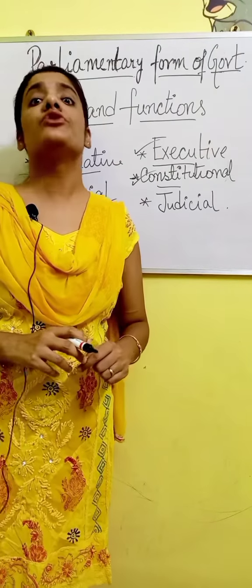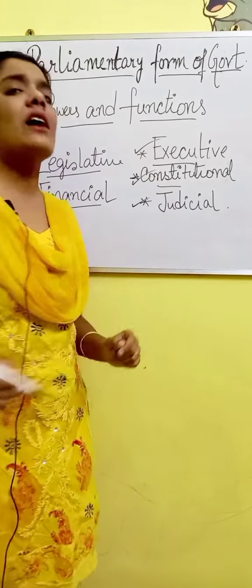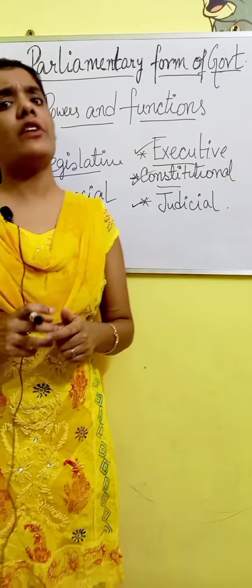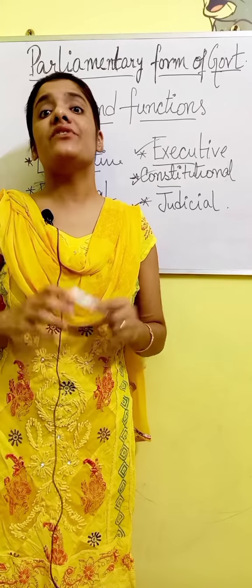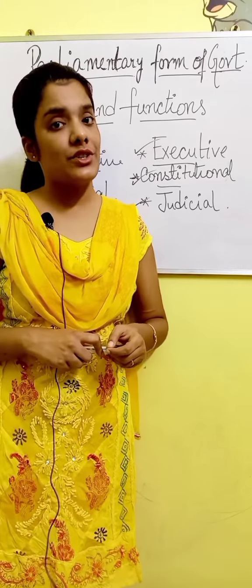Next, we will move on to the judicial power of both the houses. When it comes to the judicial power of the Lok Sabha and the Rajya Sabha, both the houses enjoy certain elective power. How do they enjoy it? Both the houses participate in the election of the President and the Vice President. Not only that, they also participate in the removal of the Chief Justice of India, the Chief Justice of the High Court, and also the removal of the President of India. So these are the judicial powers enjoyed by both the houses of the Parliament.